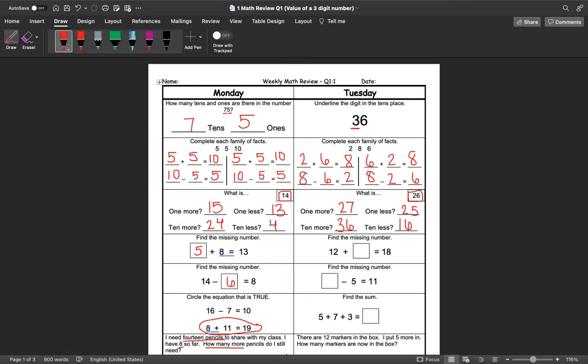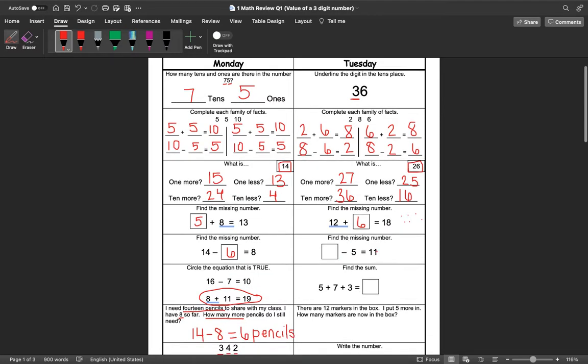All right, find the missing number. 12 plus what number equals 18? So again, if you want, you can draw 18 lines. You can use counters, whatever manipulatives you want to, and cross out or take away 12 of them to get your answer. And your answer would be 6. And you can check your answer. 12 plus 6. So we have 12, and then we would have 13, 14, 15, 16, 17, 18 to check your answer.